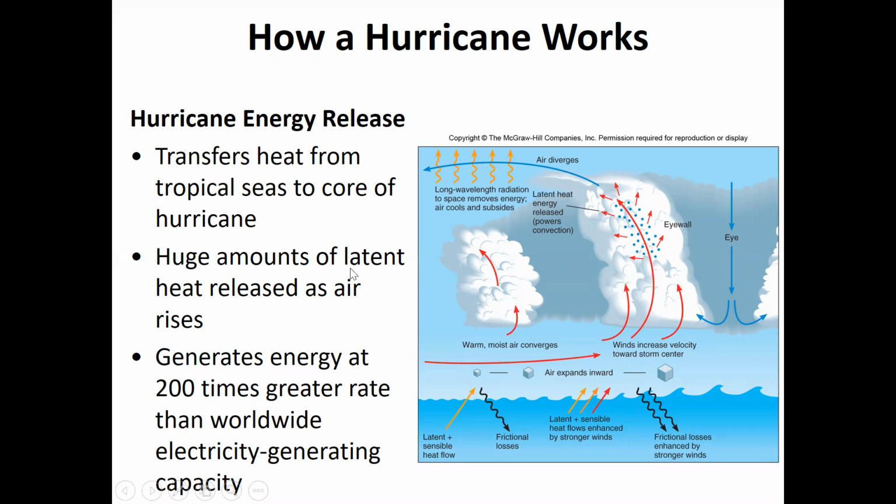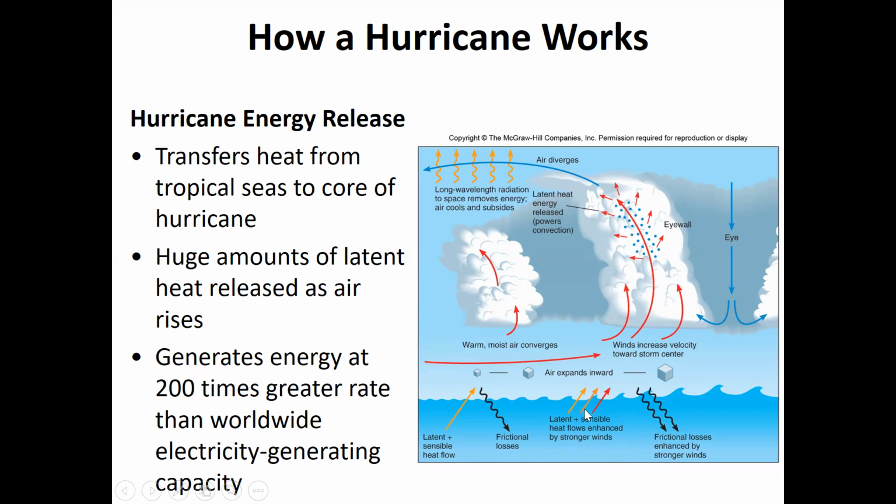I'm sorry. So huge amounts of latent heat are released as this air rises, as I've been saying. And this transfer of energy, basically the heat from the ocean being transferred into the atmosphere, generates energy at 200 times the rate of worldwide electricity generating capacity. So the amount of energy being converted from sensible heat, which is heat associated with temperature, where latent heat is the heat associated with phase change.